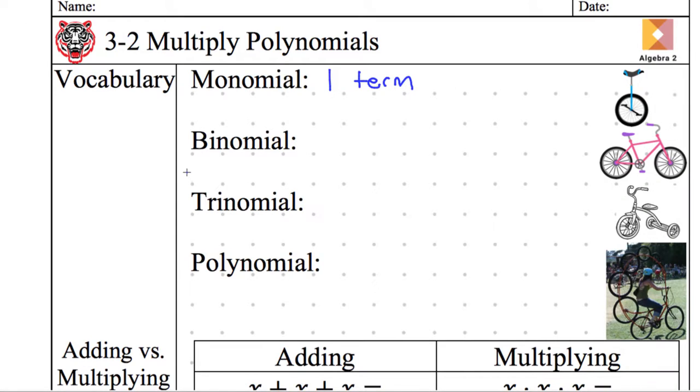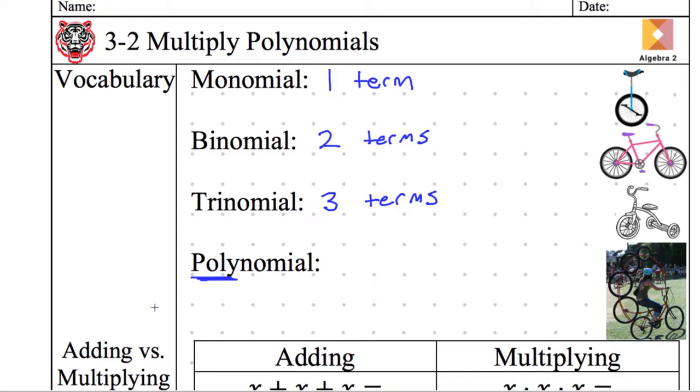So a binomial has how many terms? Raise your fingers. Yeah, there it is. It's like a bicycle, binomial, 2 terms. A trinomial, number of fingers, yes, you have it correct. It is 3 terms. And polynomial. What does the word poly mean? Yeah, that's the exact definition. Poly just means many. It's many terms.